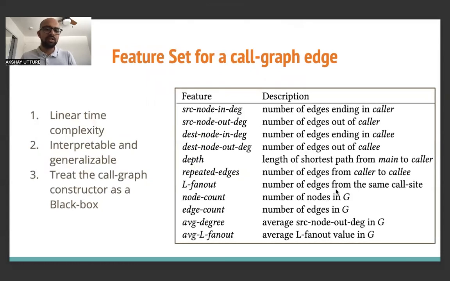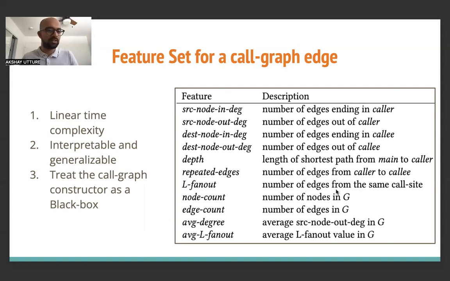So we saw the features that we used on the previous slide. Now let's look at how we pick them. We want 3 properties from the features, in addition to having some correlation to its probability of being a true positive. So firstly, we want a linear time complexity so that it has low overhead. Secondly, we want it to be interpretable in order that we may understand why the edges are being pruned.